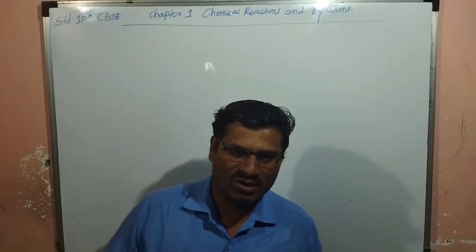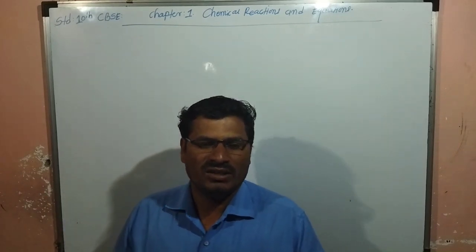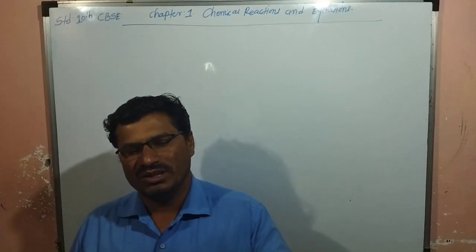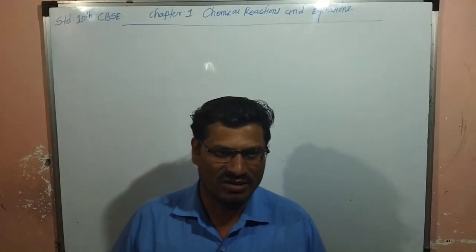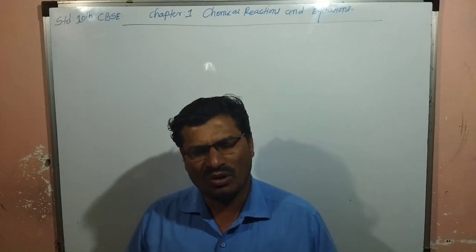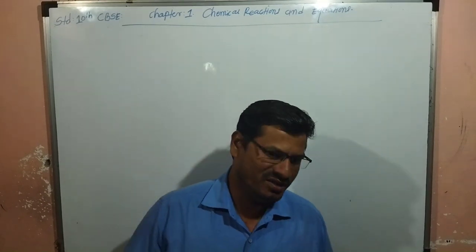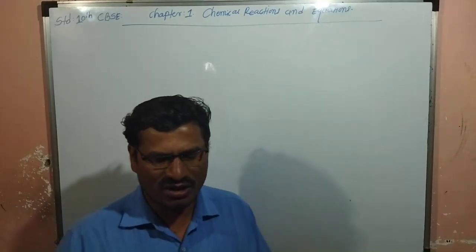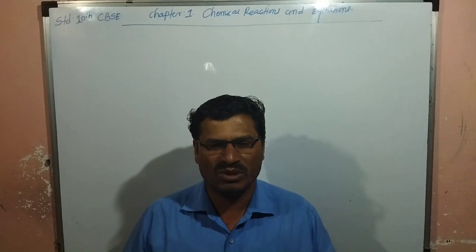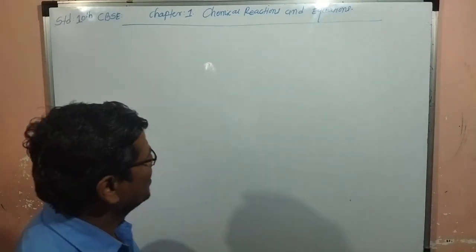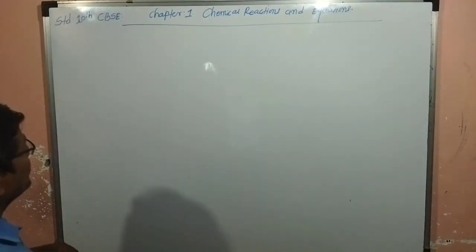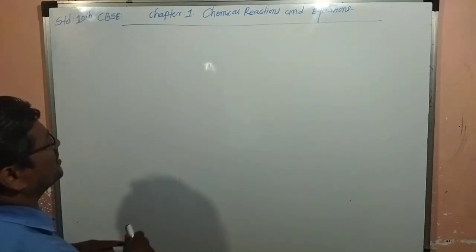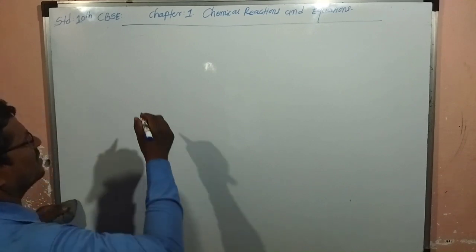So structure of atom we have already studied, and from the 7th standard you have studied about physical change as well as chemical changes. First of all we'll talk about physical change and chemical change. Many changes are happening around us. Before that I will just explain some examples of physical changes and chemical changes, and then we'll start our lesson.